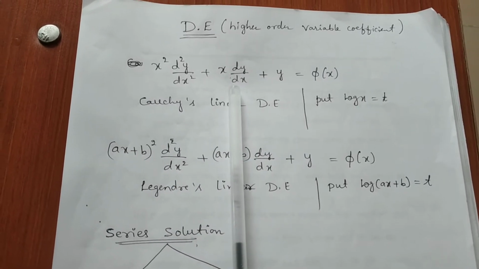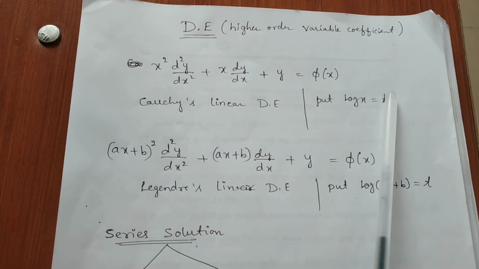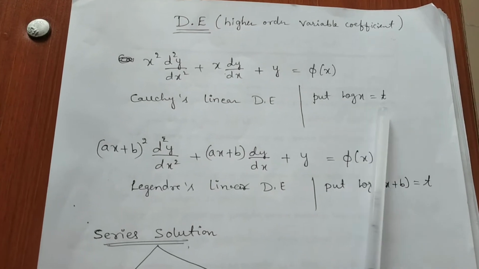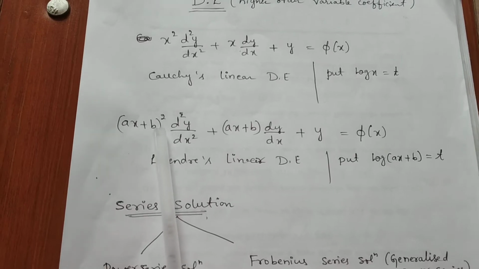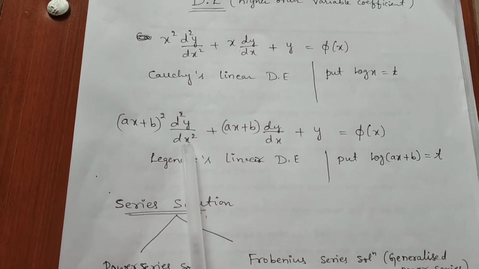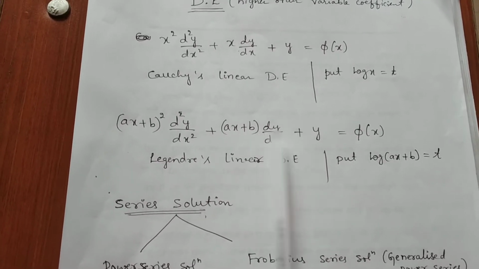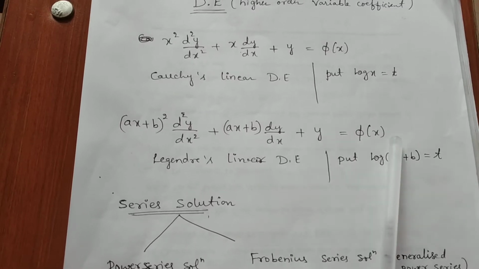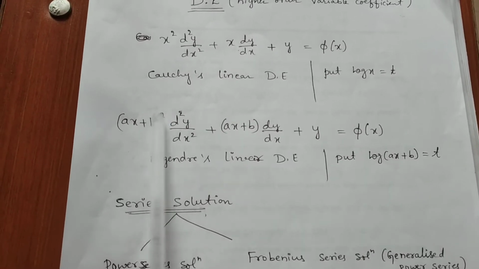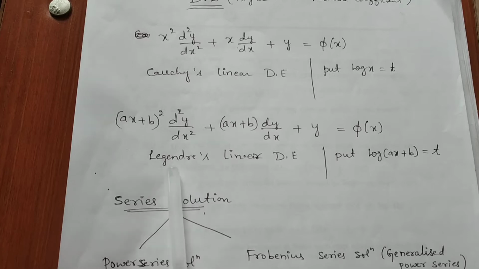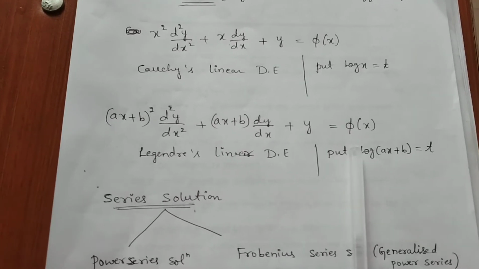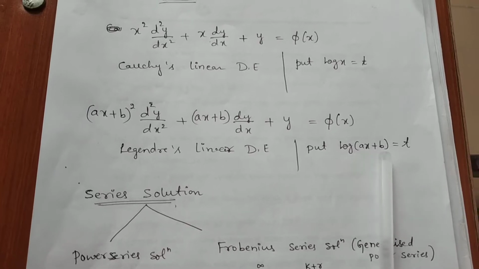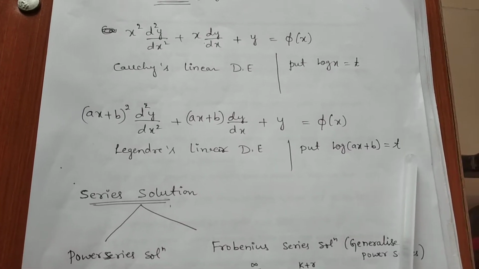To solve this, we take the standard substitution log x equal to t. Now similarly, suppose you have (ax plus b) the whole square, d square y by dx square plus (ax plus b) into dy by dx plus y equal to phi of x. This type of equation we call Legendre linear differential equation. To find the solution, we take the standard substitution log of (ax plus b) equal to t.